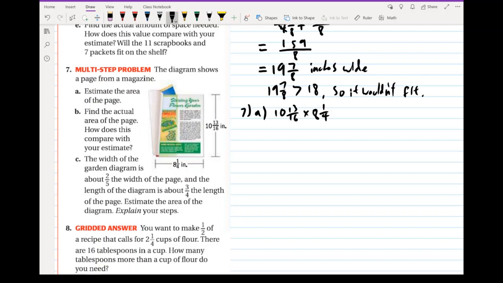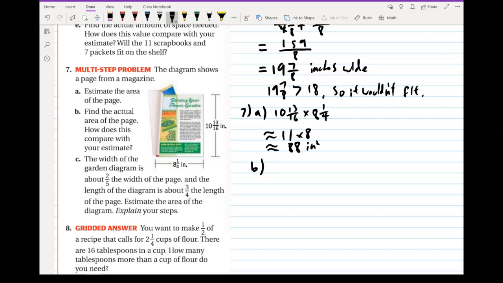So for this one, what we have to do is round both of these numbers to the nearest whole number. 10 and 13 over 16 is closer to 11, and 8 and 1/4 is close to 8. So it's 11 times 8, which is approximately 88 square inches. Then it says find the actual area of the page. So let's do the actual area.